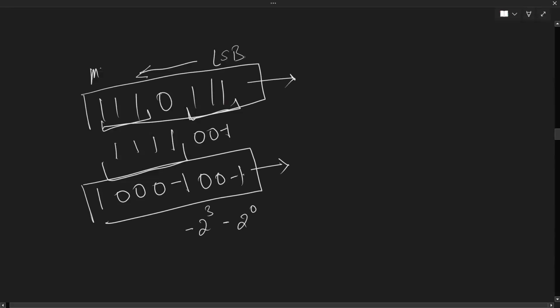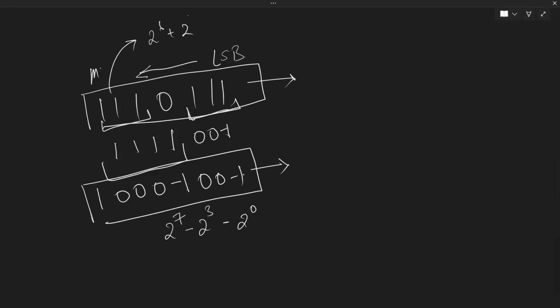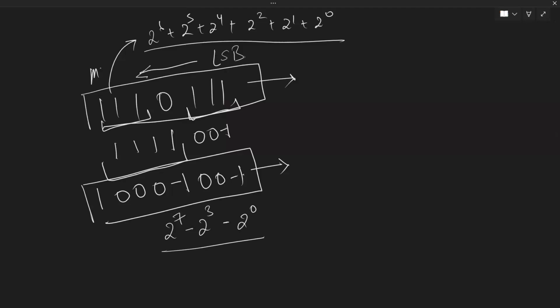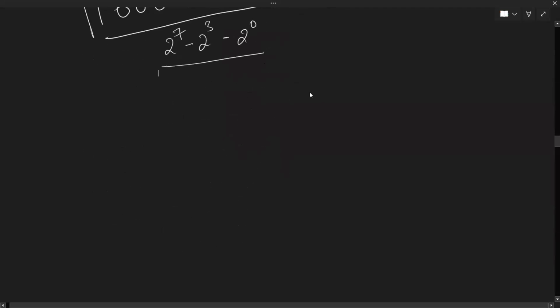This is basically 2 times 2 to the power 0 minus 2 to the power 3 minus 2 to the power 7. And this is 2 to the power 6 plus 2 to the power 5 plus 2 to the power 4 plus 2 to the power 2 plus 2 to the power 1 plus 2 to the power 0. So both of these should be equal. Both are equal, right? So this is what we have done. Now let's take one test case and then I'll take your doubts.